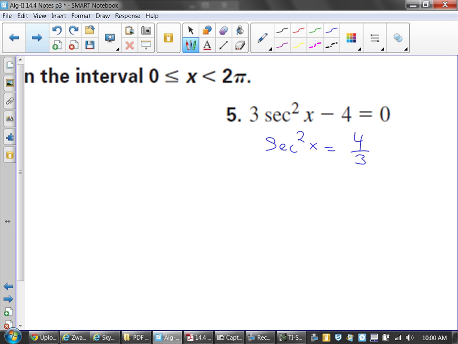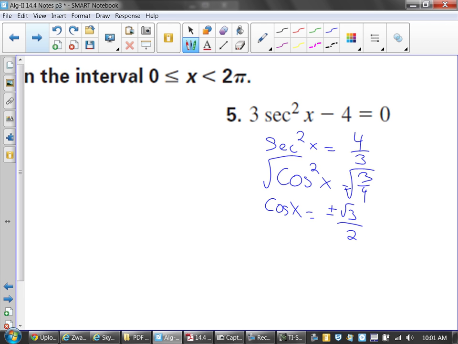Secant squared is the inverse of what? So if I inverse both sides, what's the inverse of secant squared? Now if I inverse the left side, what's the inverse of 4/3? Now what do you do? Root it. So the cosine of x is going to equal plus or minus root 3 over 2. Everybody see what we did there?